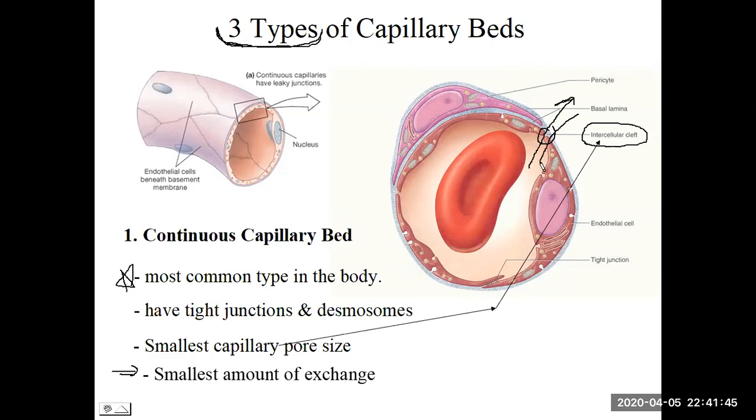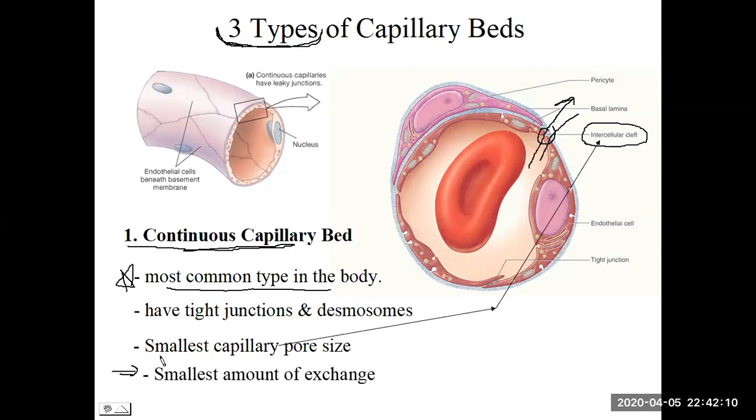So the trend that we'll start with here, this first type of capillary we'll tackle is called a continuous capillary. And one trend that we're going to follow is, well, this is the most common type of capillary in the body, the most abundant type. So the next two types of capillaries, they're going to be less and less common.